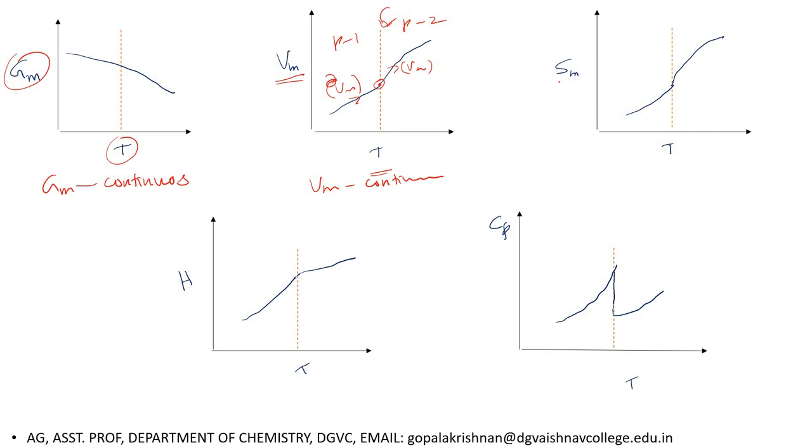Okay, similarly, if you see the molar entropy plot, molar entropy versus temperature, this is also continuous. There is no discontinuity. That is very important, right? And what about enthalpy? Enthalpy is also continuous, right? So in the case of second order phase transition, molar Gibbs free energy, molar volume, molar entropy, molar enthalpy, all are continuous functions.